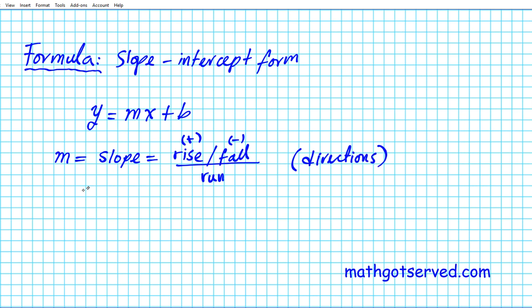And then we have b. What is b? b is the y-intercept. This is where the line cuts the y-axis. We will refer to this as the beginning. This is where you begin. You need 2 points to graph a line. You begin with the y-intercept, and the directions from the slope will tell you how to locate the other point.